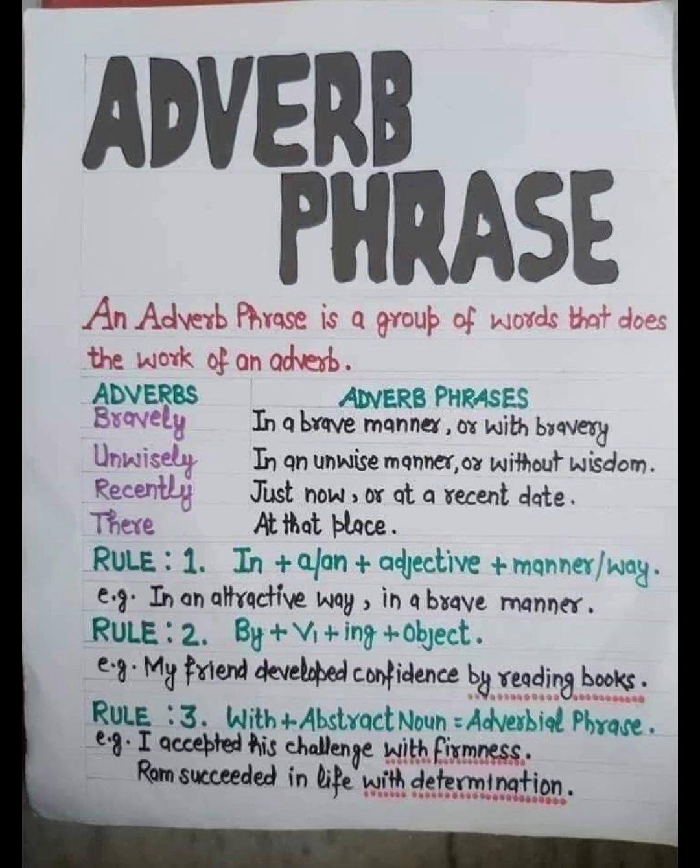Rule 3. With plus abstract noun equals adverbial phrase. This is where we get even more creative. Use the preposition followed by an abstract noun. For example, I accepted his challenge with firmness. Ram succeeded in life with determination. These phrases describe the manner or attitude with which the action was performed.